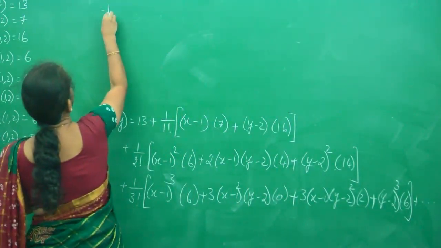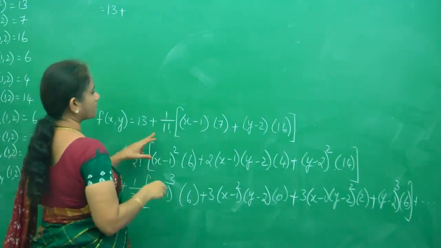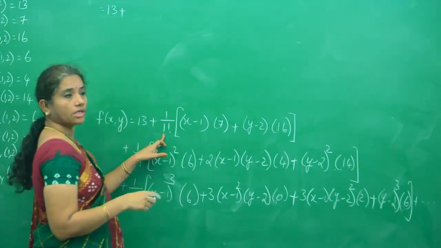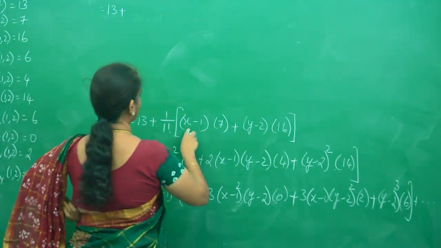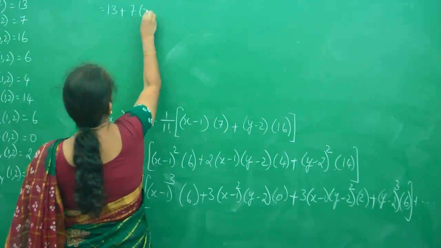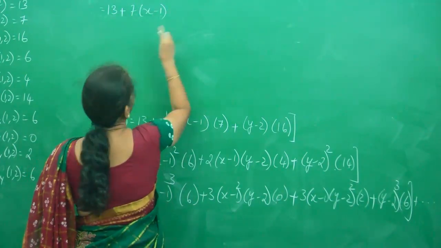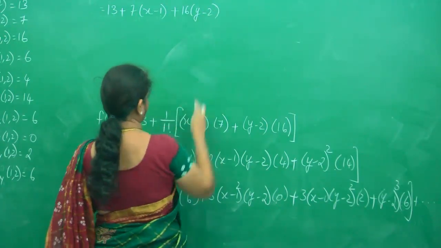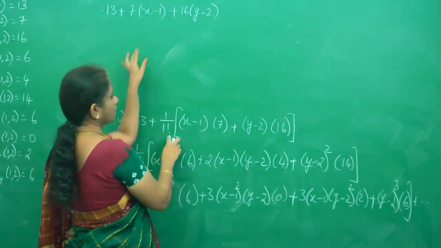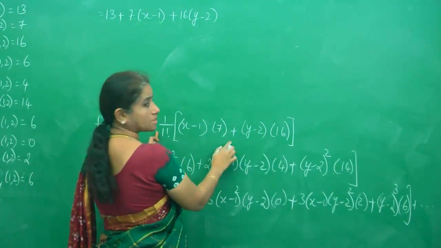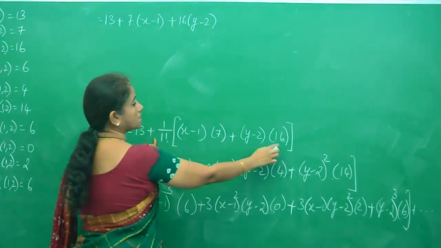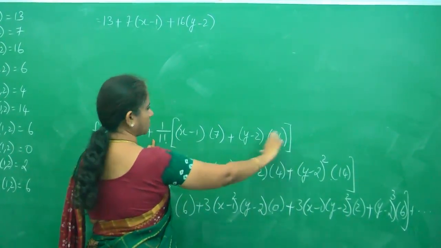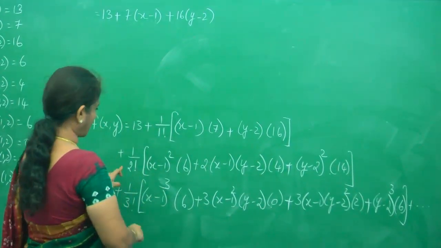So this is 13 plus, you know 1 by 1 factorial is 1, so 7 into x minus 1 plus 16 into y minus 2. Plus both the places, so 7 into x minus 1 plus 16 into y minus 2. So this part is done. Come to the second line.